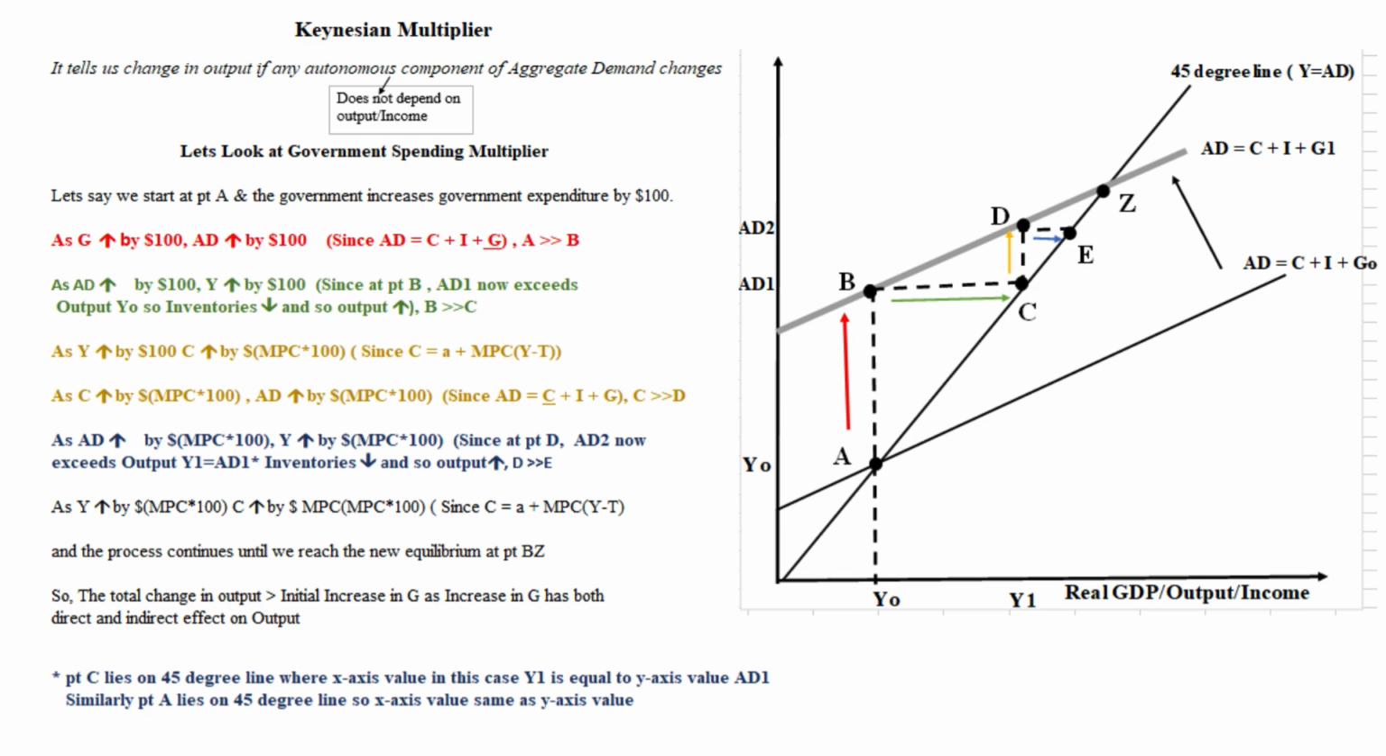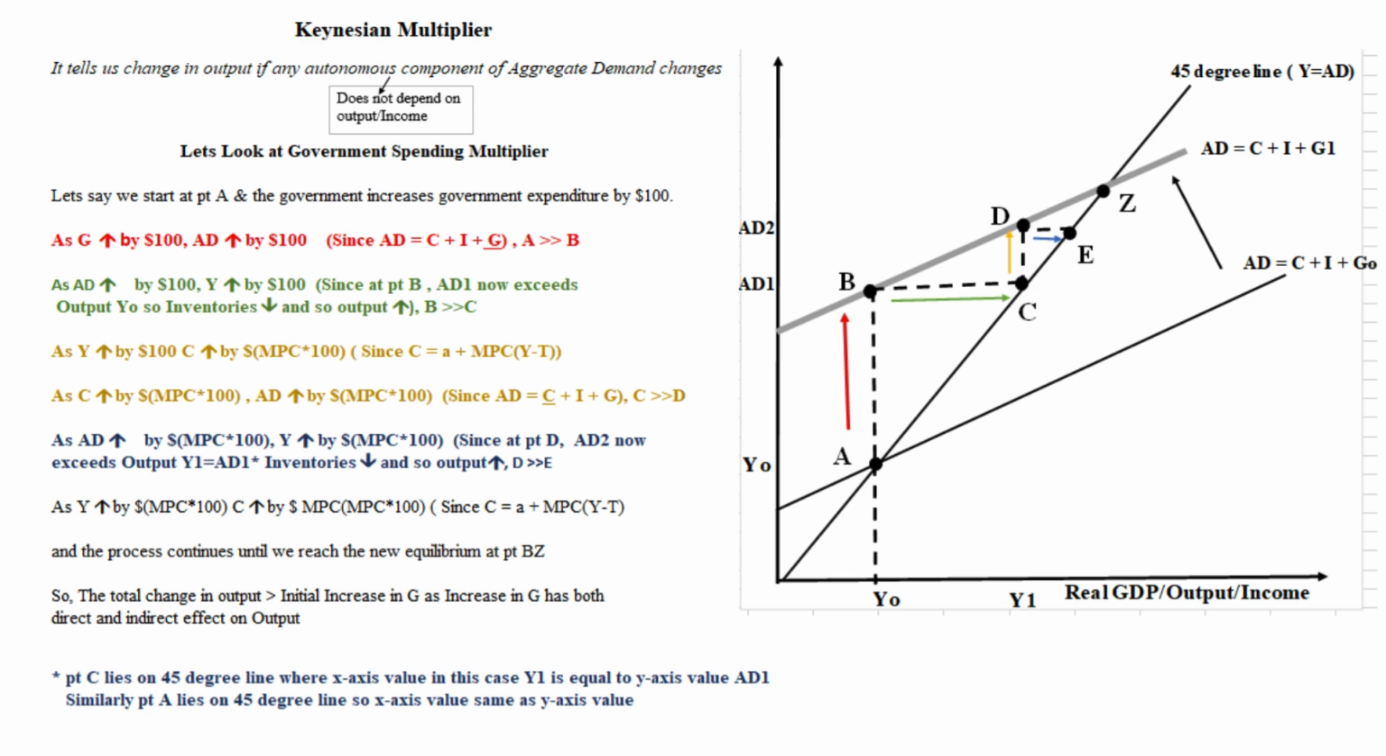So we want to now look at the Keynesian multiplier, which shows us the change in output when any autonomous component of aggregate demand changes. Now, an autonomous component of aggregate demand would be one which does not depend upon output or income. So now let's explore the government spending multiplier, where we want to see the change in output due to a change in autonomous government spending.